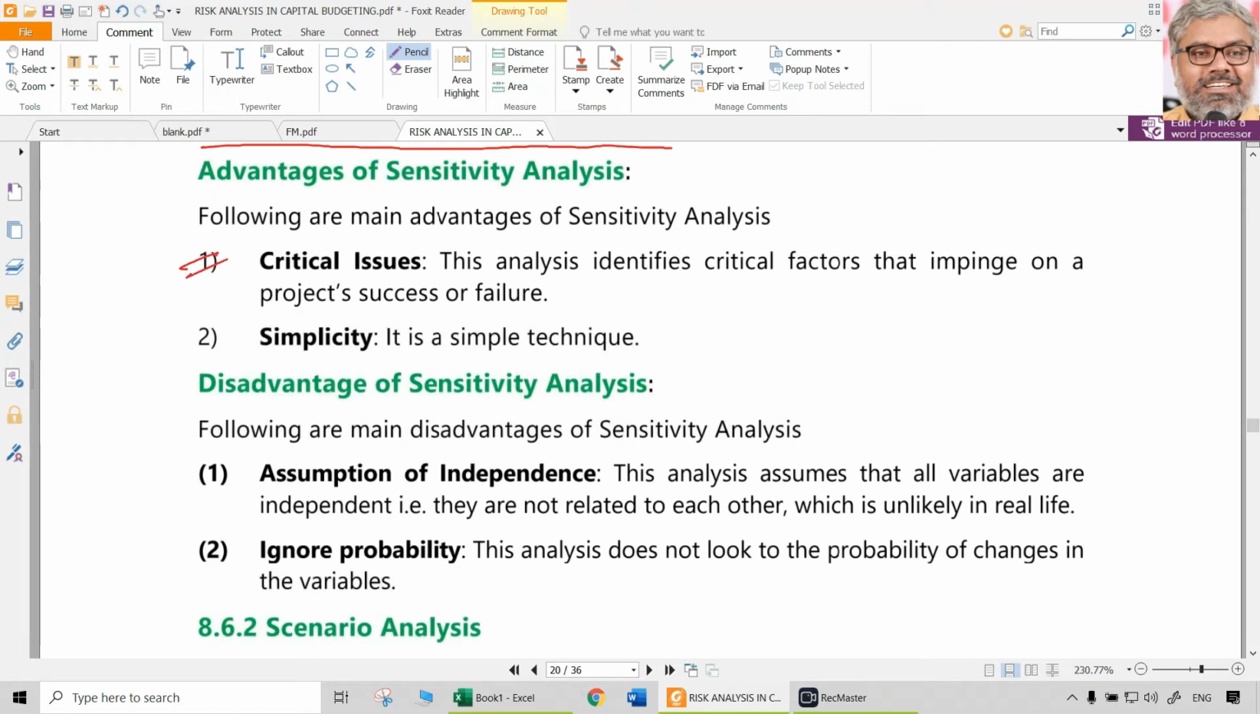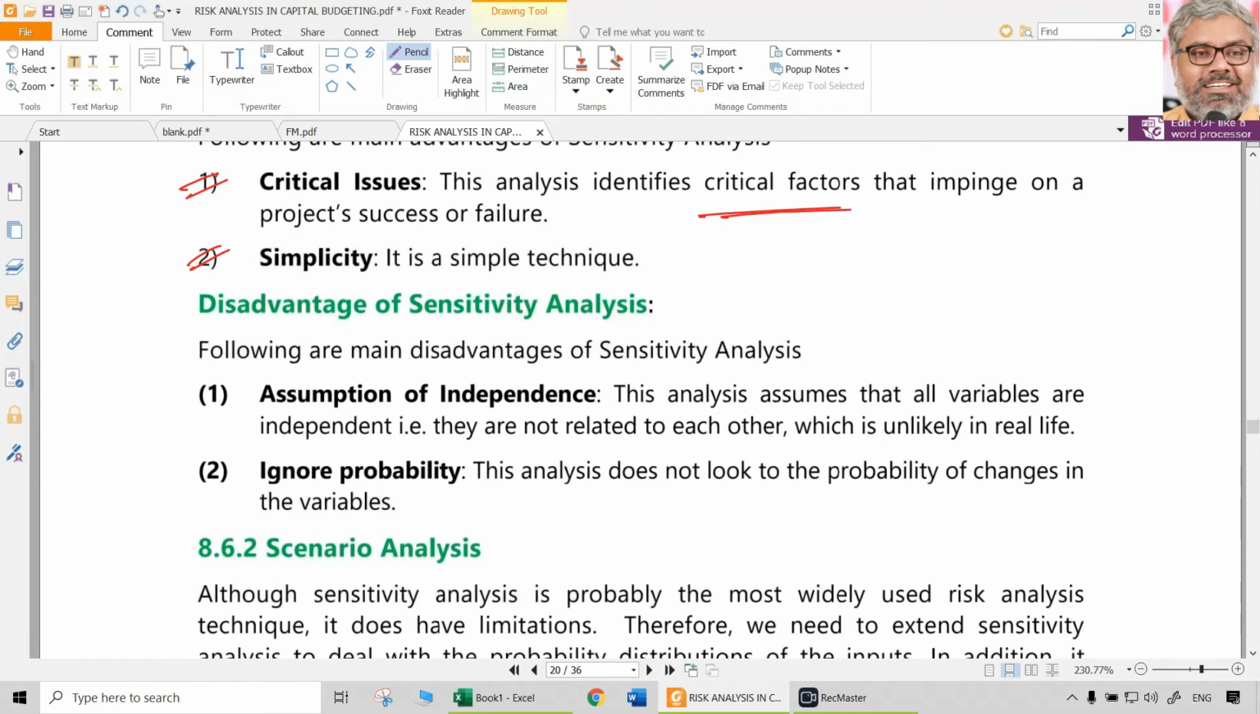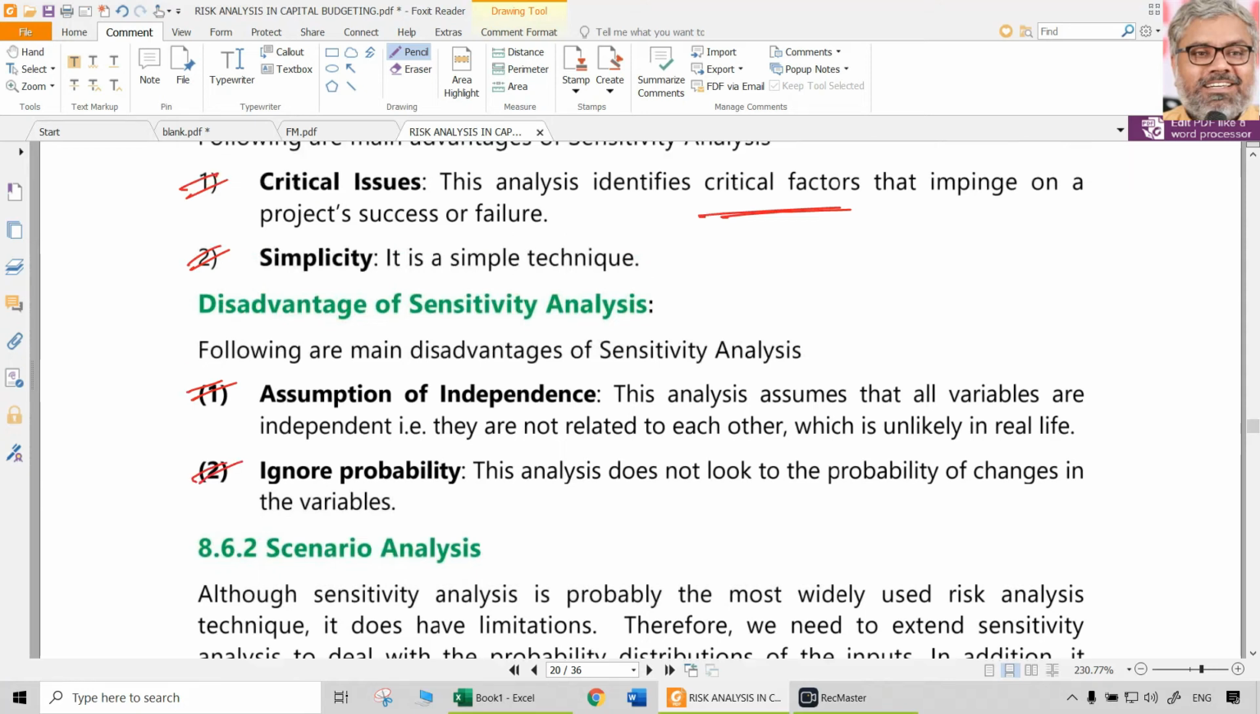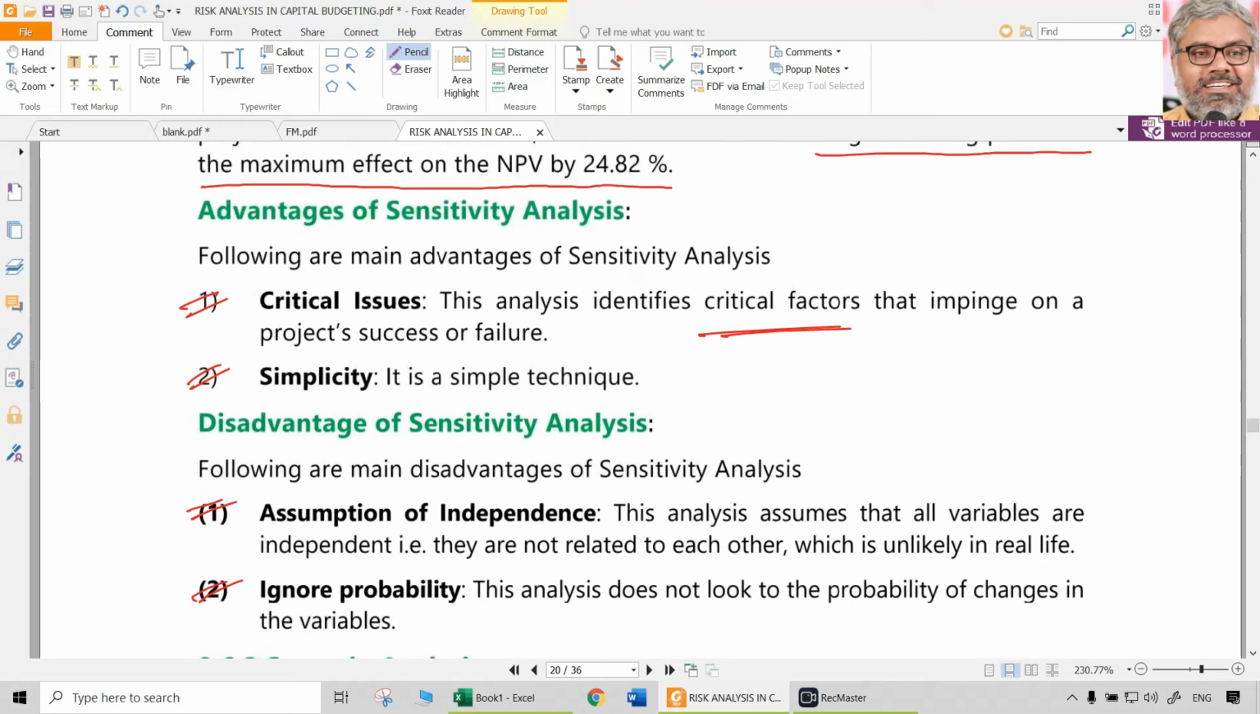Advantages of sensitivity analysis is, first thing first, we can identify the critical factors which will have an impact on the project's success or failure, and it's a simple technique. It's just recalculation, nothing great here. And disadvantage is we are changing only one factor at a time, because we are assuming that only one factor will have impact on the NPV. So each factor is independent of each other, is the assumption, which is not likely in real life. And probability is ignored, of course. We are not talking about statistical techniques, so naturally it will be ignored. That is not a big limitation, but yes, it is not considered also. That is the sensitivity analysis computation.